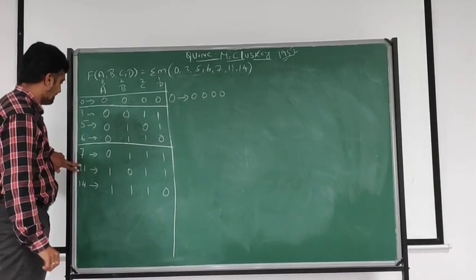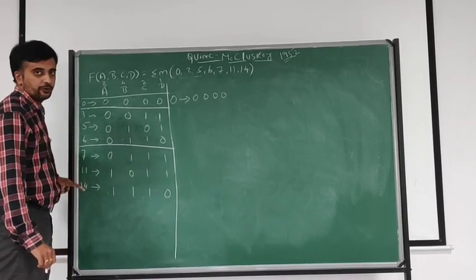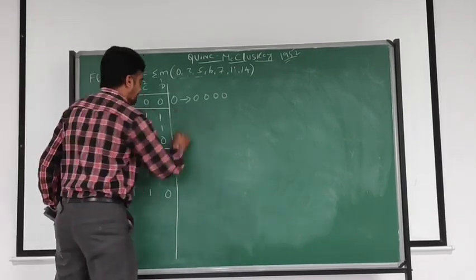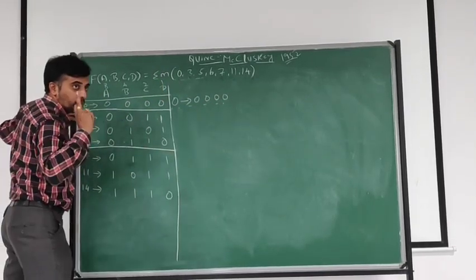Similarly 5 with 7, 5 with 11, 5 with 14, and 6 with 7, 6 with 11, and 6 with 14. You have to compare these values. See here, first 3 and 7. You have to go for only a single dash.